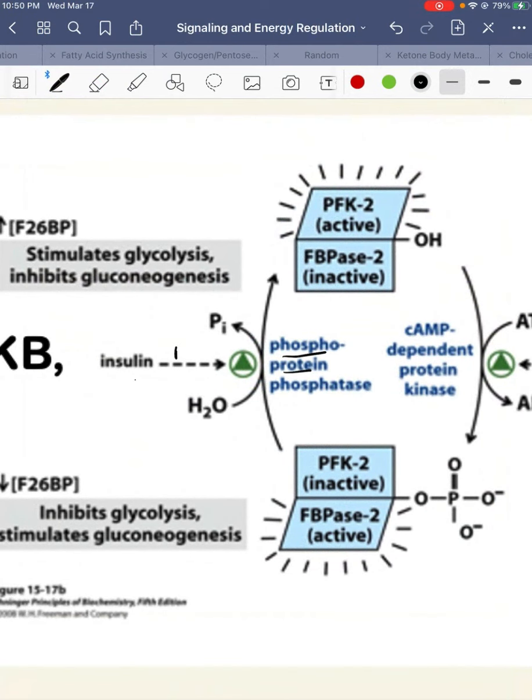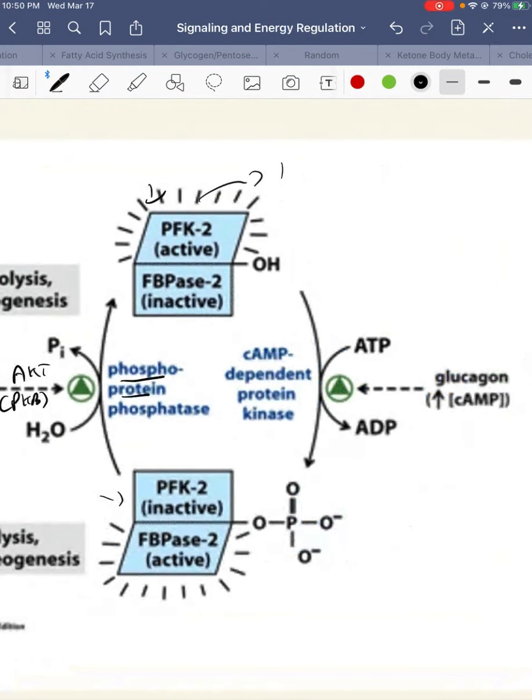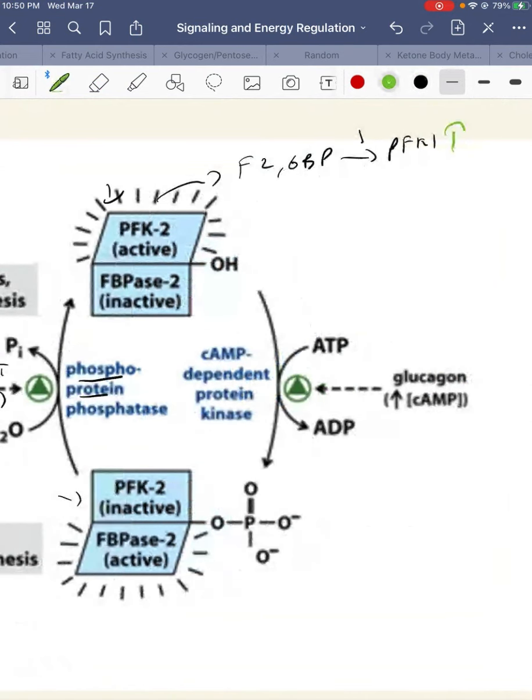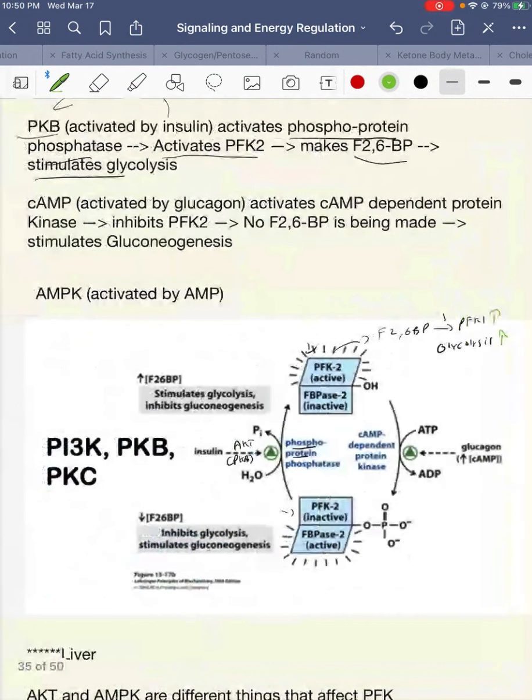Okay, so if we go look here, we see that phosphoprotein phosphatase is the one activated by AKT, another name for PKB. Phosphoprotein phosphatase takes a phosphate off PFK2, puts it in the active state, and then PFK2 goes in, makes fructose 2,6-bisphosphate, which acts on PFK1. When PFK1 is upregulated, glycolysis is also upregulated. Okay, so that's what insulin does. So insulin stimulates glycolysis.